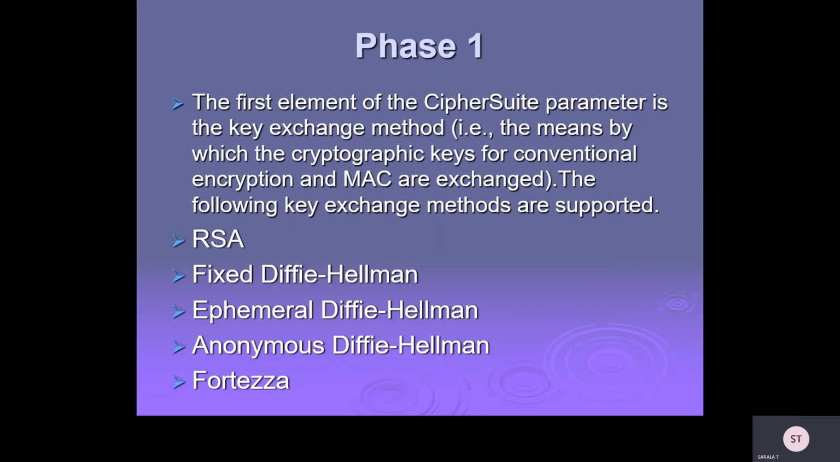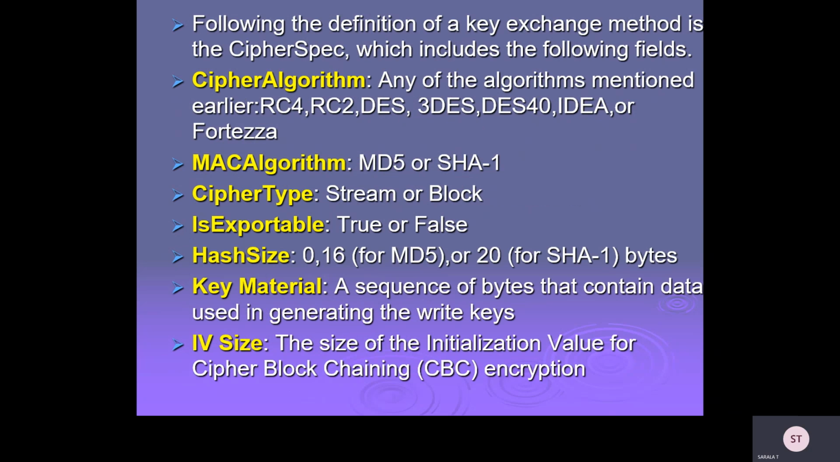In the same phase 1, the first element of the cipher suite parameter is the key exchange method, that is, the means by which the cryptographic key for conventional encryption and MAC are exchanged. The following key exchange methods are supported: RSA, fixed Diffie-Hellman, ephemeral Diffie-Hellman, anonymous Diffie-Hellman, and Fortezza.